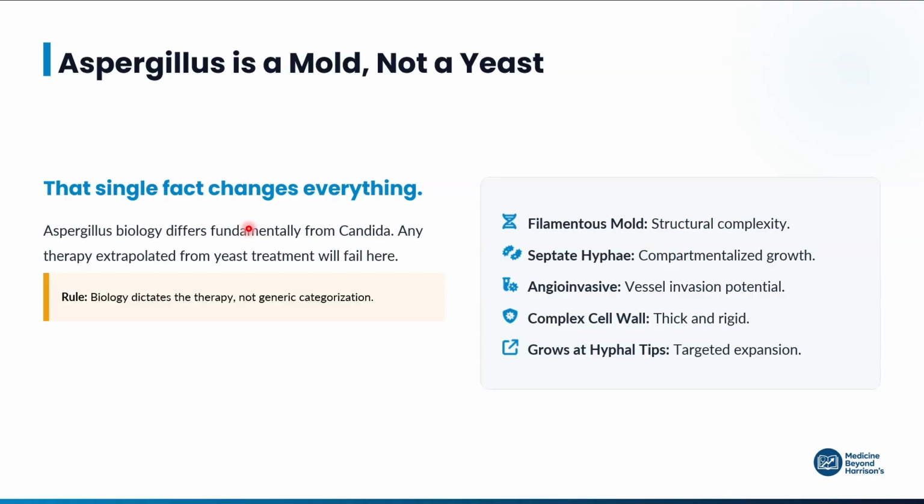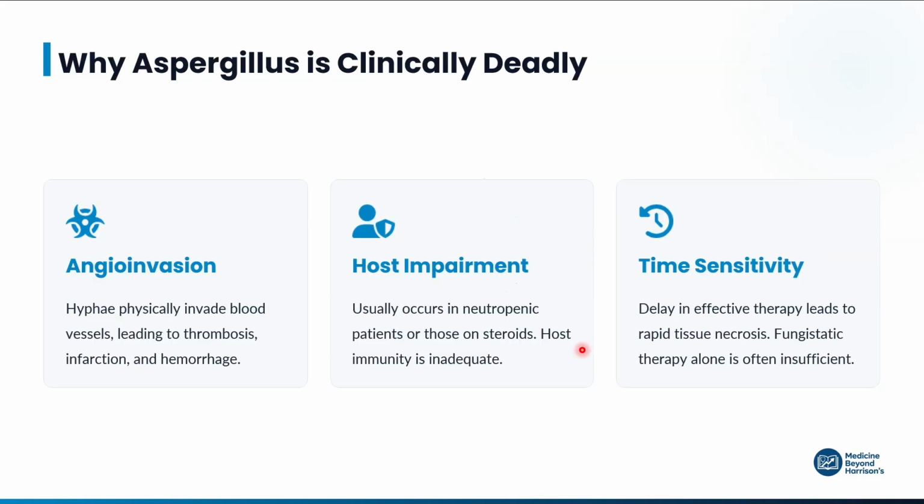It is a filamentous mold of structural complexity with septate hyphae, angioinvasive properties, and a complex cell wall, and it grows at the hyphal tips with targeted expansion. Hyphal tips are always the growing regions, and it expands very fast, is very angioinvasive, and spreads rapidly. So it's a clinically deadly infection because of three properties.